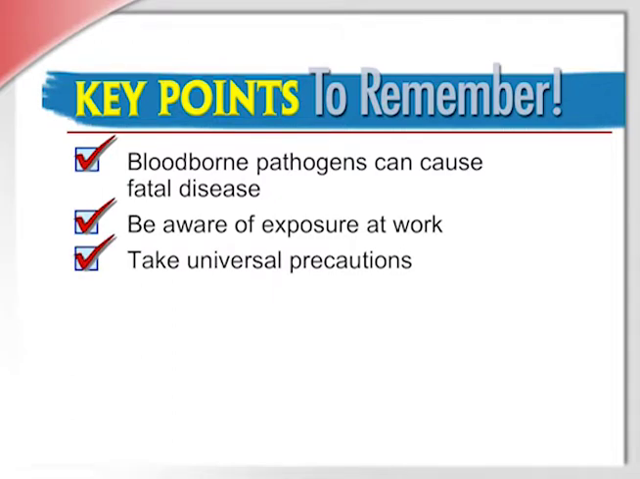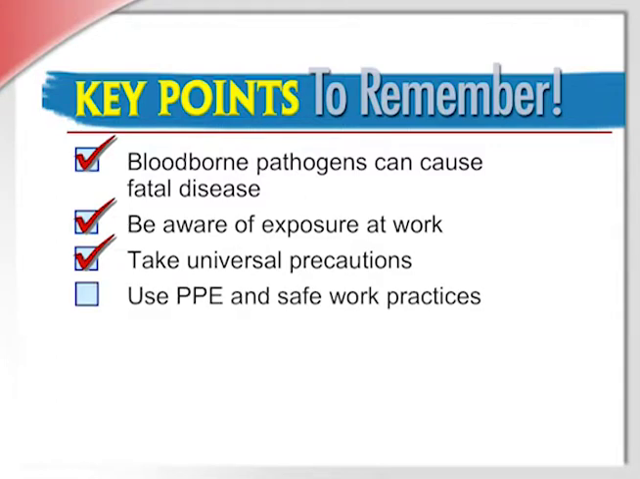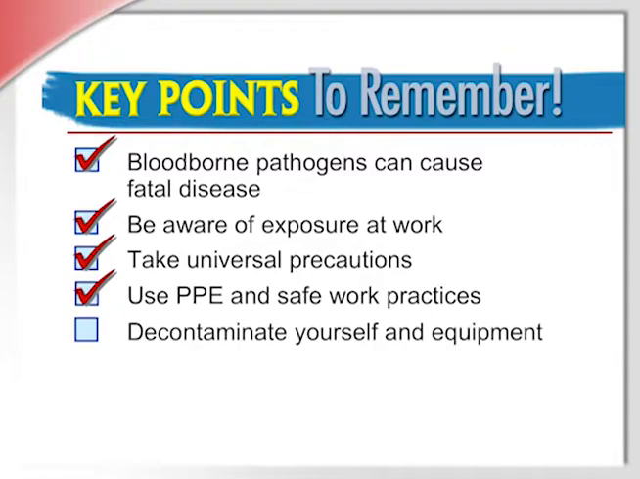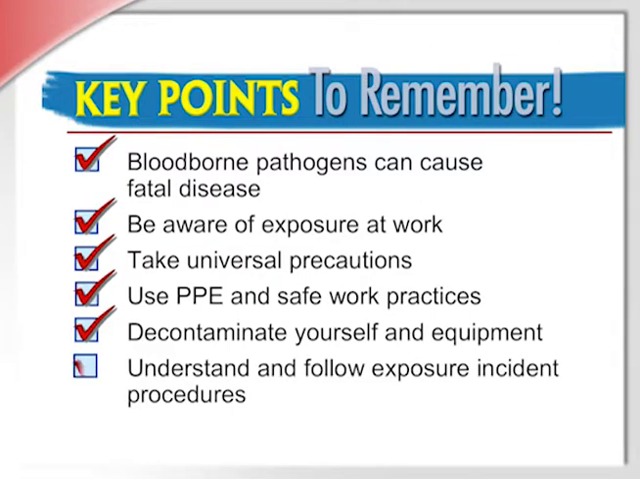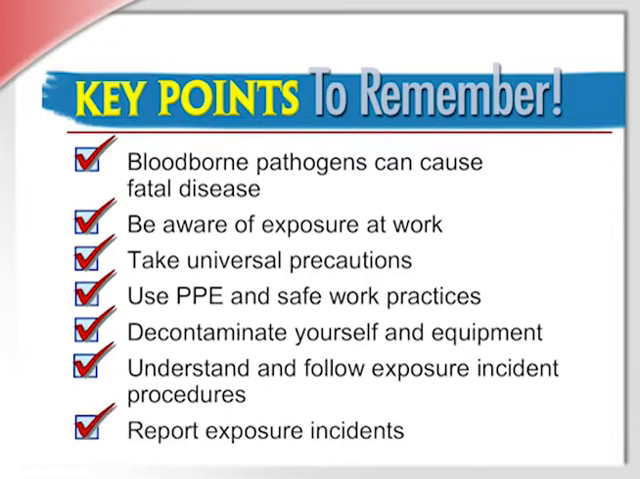Take universal precautions by assuming that all blood or bodily fluid is infected. Use PPE as a barrier between you and the source of infection, and follow safe work practices such as labeling and proper disposal of infectious material. Decontaminate yourself by thoroughly washing up after potential exposure, and decontaminate any tools or equipment that might be exposed. Understand and follow exposure incident procedures if you think you might have been exposed. Finally, report all incidents of possible exposure to blood or bodily fluids so that they can be evaluated and appropriate steps taken if necessary.